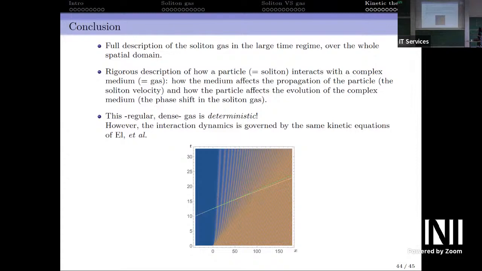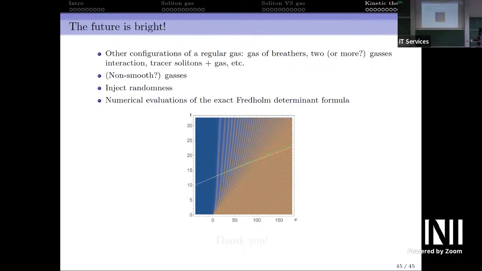So what's next? Clearly we can cook up other configurations of regular gases, mKdV breathers, for example, or what happens when we have two or more gases? Ideally, our intuition is that we're going to have two bands instead of just one band in the upper half plane and the corresponding two in the lower half plane. But who knows what sort of solution you get over there? What happens if you have a tracer soliton and a gas? A tracer is a soliton that has smaller velocity, and maybe it stays trapped in the gas, or maybe it never reaches the gas, or maybe it gets bounced back by the gas. So what happens if you have a soliton like that? Can we inject randomness so we have a truly random soliton gas?